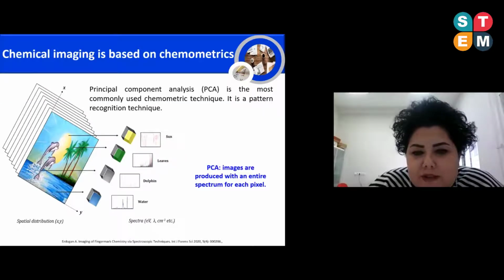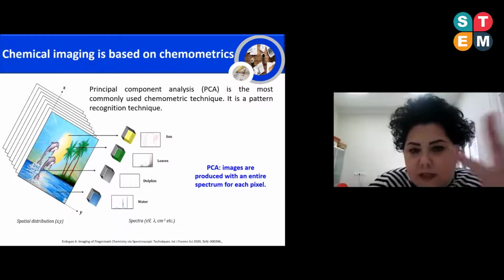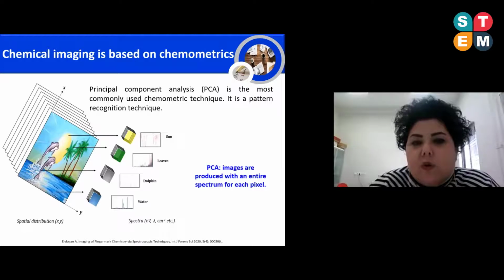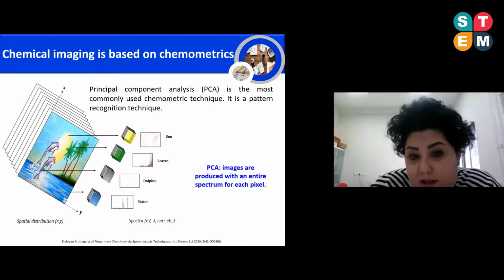Surface chemometrics says this in the located picture. So what does it say? Principal component analysis is mostly a chemometric technique. It's a pattern recognition technique. In PCA, images are produced with an entire spectrum for each pixel.